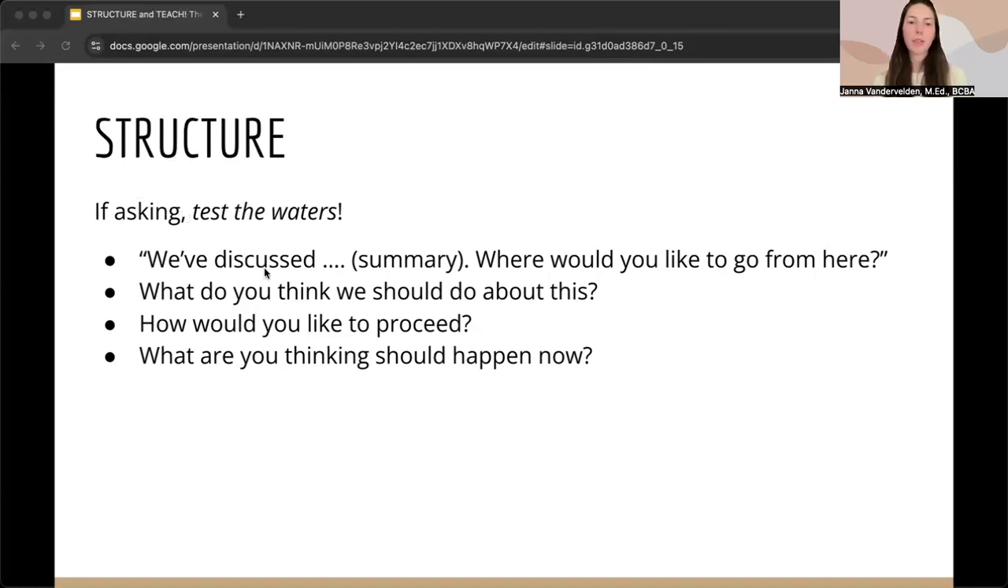Some examples of ways you can test the waters include: now that we've discussed, and then summarize your discussion, where would you like to go from here? What do you think we should do about this? How would you like to proceed? Or what are you thinking should happen now?